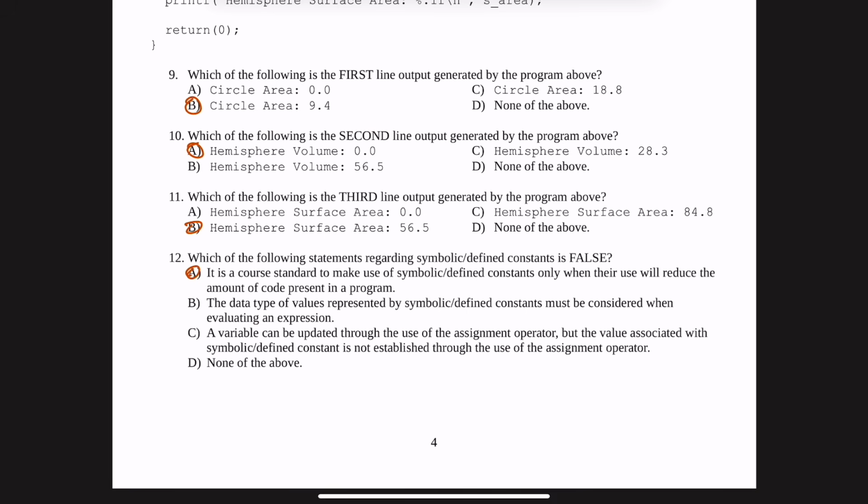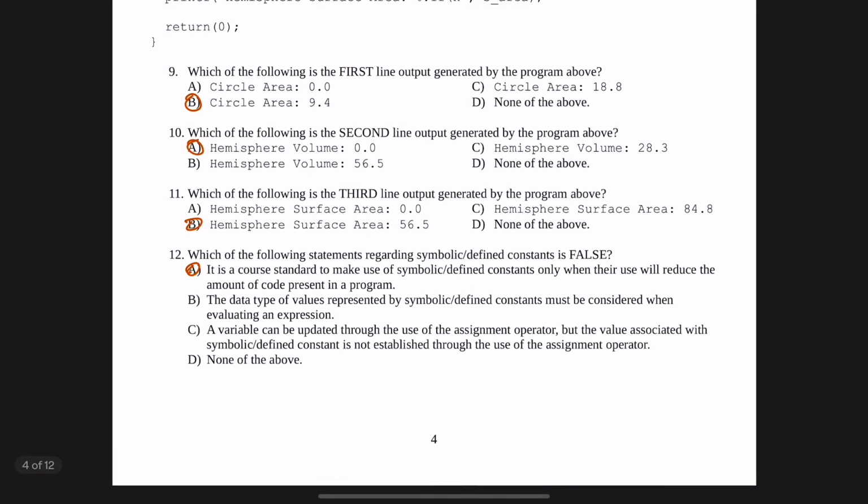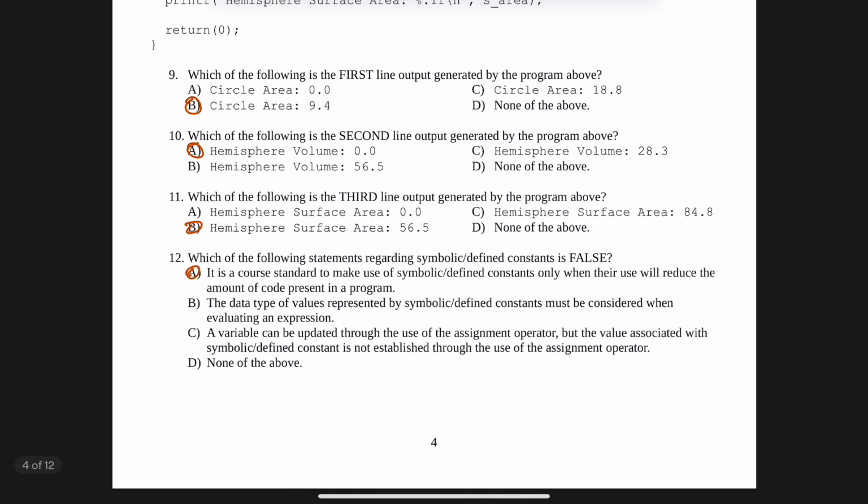B. The data type of values represented by symbolic and defined constants must be considered when evaluating an expression. So this one is going to be true. So if we have something like above, right, we need to look at 2 divided by 3 is going to be integer divided by integer. Here we have integer and integer again, right? And so we have to consider how it interacts with the values around it. So B is true.